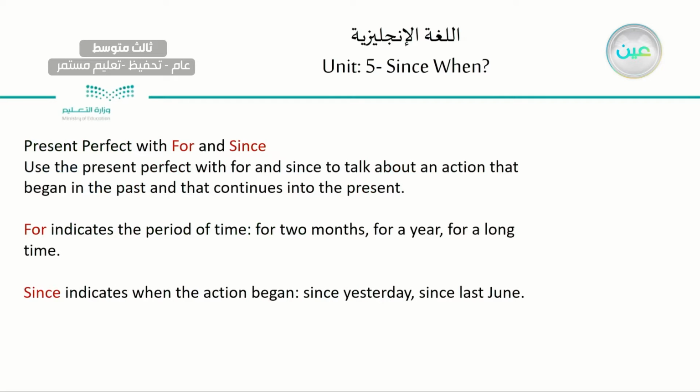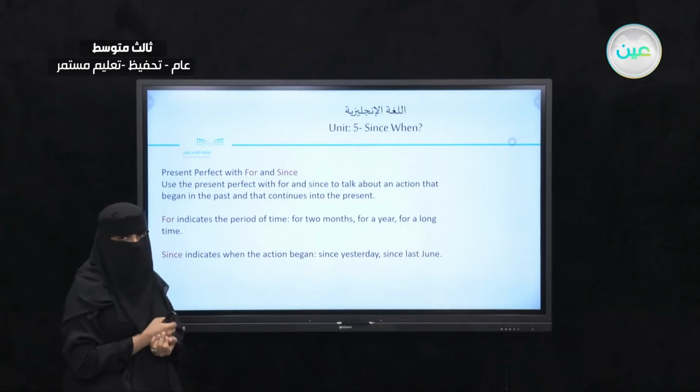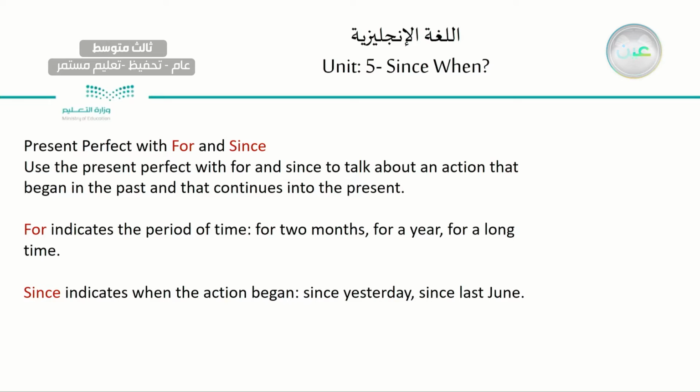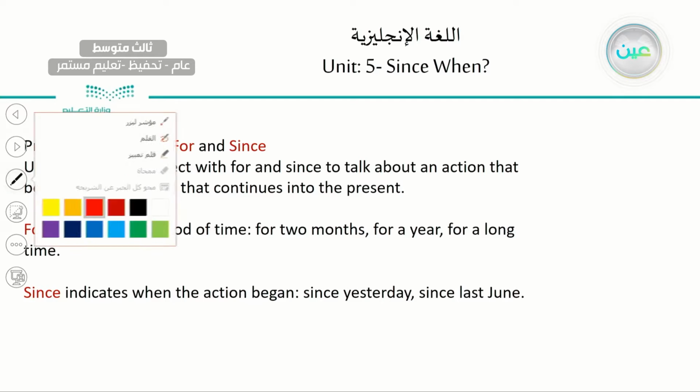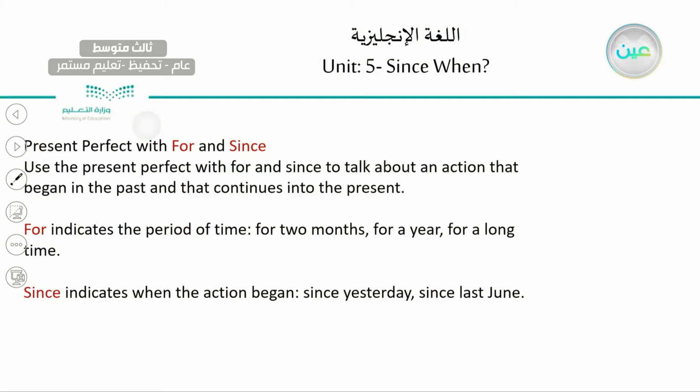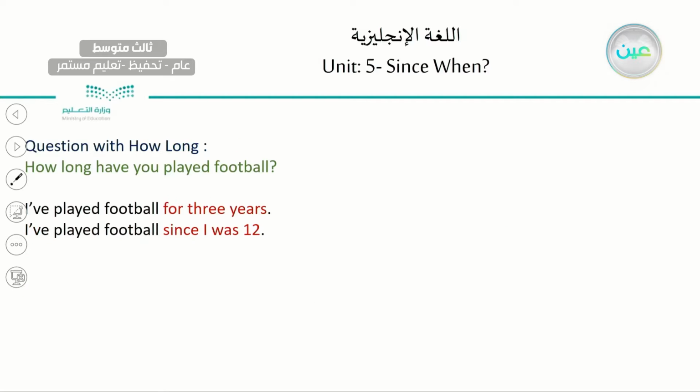Also, we covered the present perfect with for and since. When we have for and since, we use the present perfect with it. We don't use the past. The difference between for and since: with since, we have a specific time, since yesterday, since last June, and with for, we have a duration, like for 2 months, for a year, for a long time, for an hour.